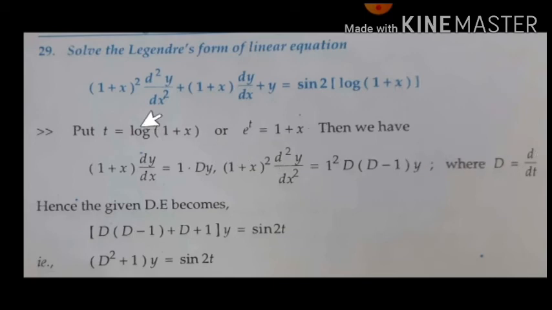Now substitute here. In this place, I'll substitute D into D minus 1. In this place, I'll substitute D, taking y commonly out, plus y equal to sine of 2 log of 1 plus x, which directly becomes sine 2t. When I simplify this, D square minus D and plus D get cancelled. What is left out is only plus 1 into y equal to sine 2t.